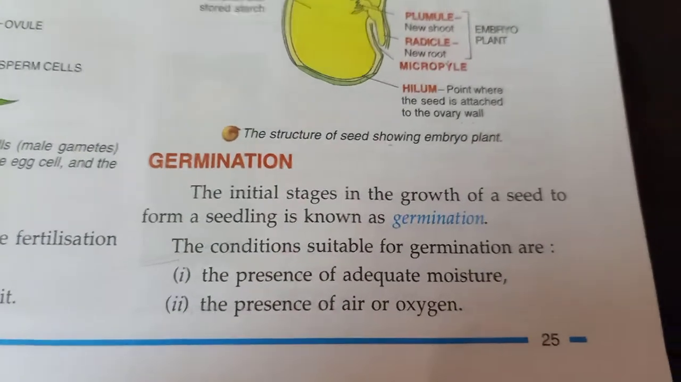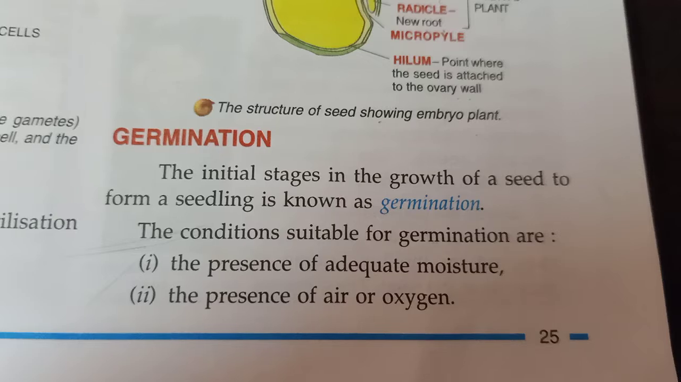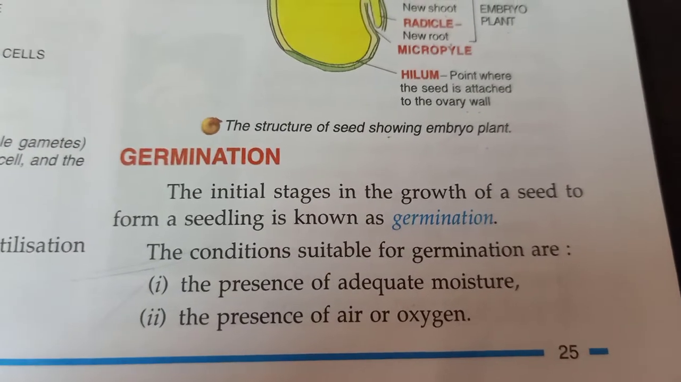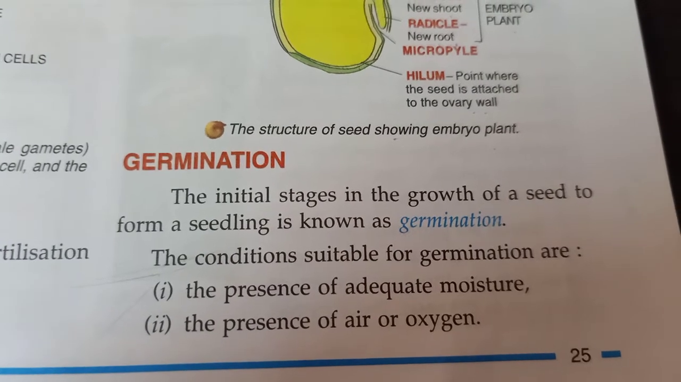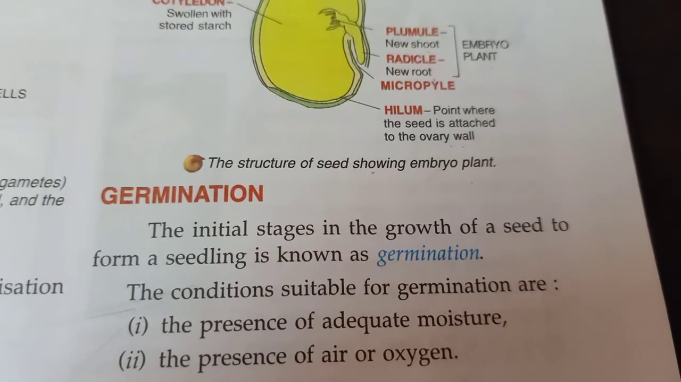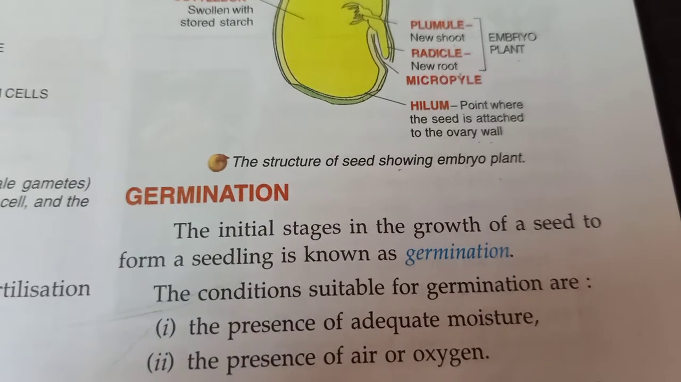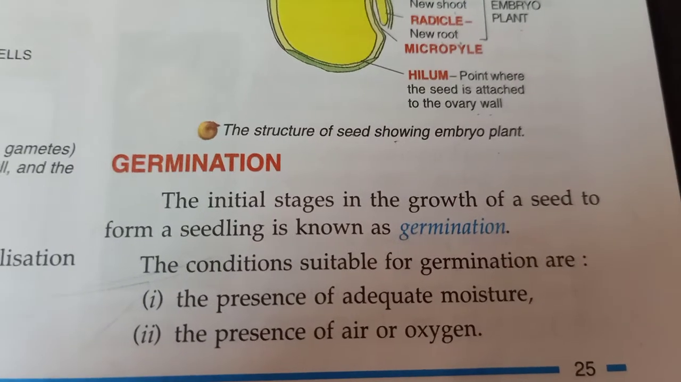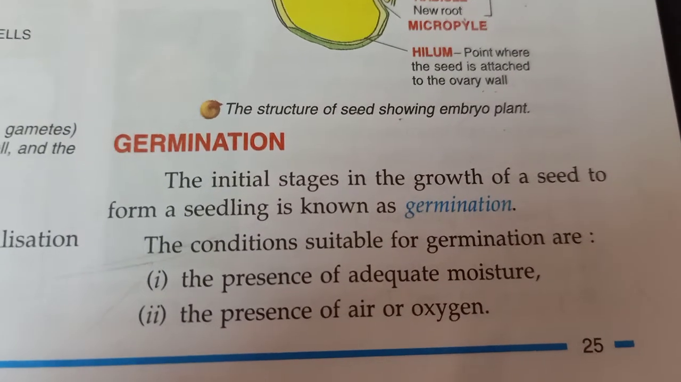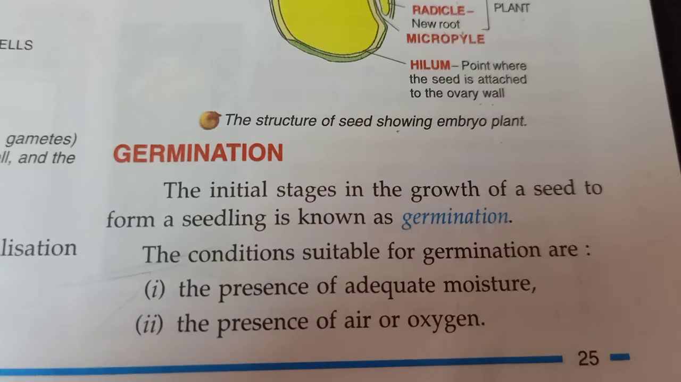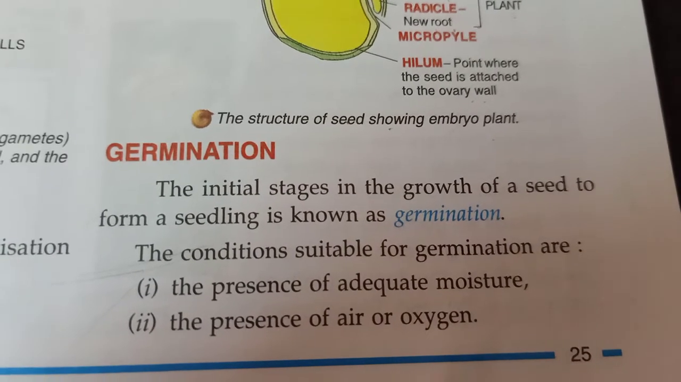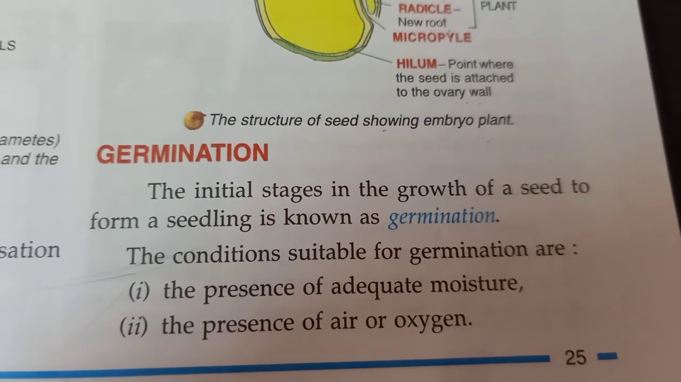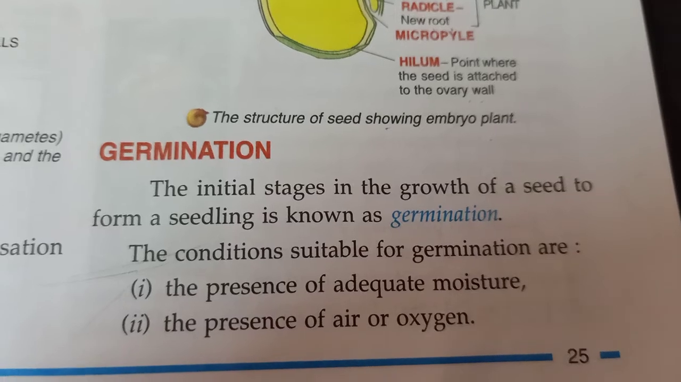Now we see what is germination. The initial stages in the growth of a seed to form a seedling is known as germination. Now the conditions which are suitable for germination are: first, the presence of adequate moisture, meaning the seed which is able to germinate requires an adequate amount of moisture.